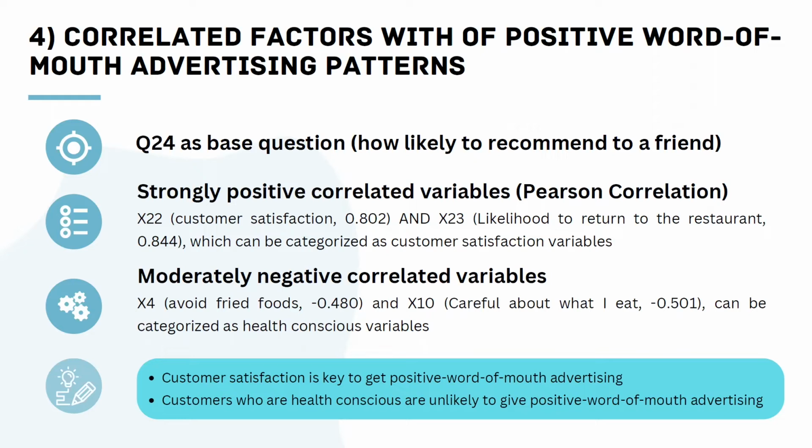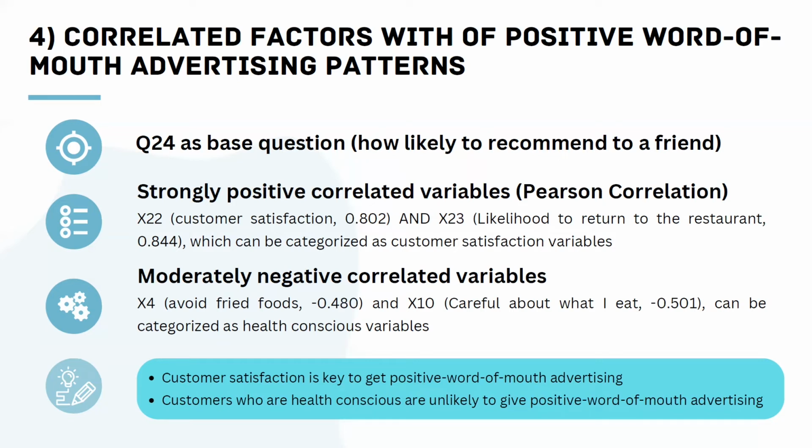We saw that there were a few strong positive correlated variables following Pearson's correlation, which were variables X22 and X23. X22 was about customer satisfaction, and it had a high positive correlation of 0.802. And X23 talked about likelihood to return to the restaurant, and it also had a high positive correlation of 0.844. They could be categorized as customer satisfaction variables.